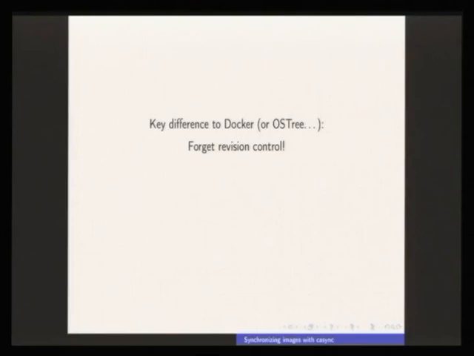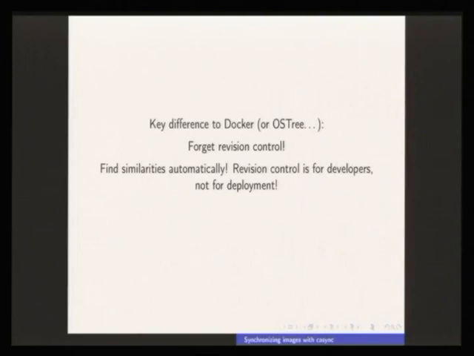The server doesn't have to be smart. It can be dumb, like it can be the simplest HTTP 0.9 server ultimately. All it has to provide is the index file plus these chunks in the simplest HTTP GET fashion, right? So the server doesn't need any kind of understanding of versioning, of revision control, or anything like this. Yeah, similarities are found automatically. Revision control is a wonderful tool, but I'm pretty sure it's only useful as a tool for developers. It's not useful for deployment.